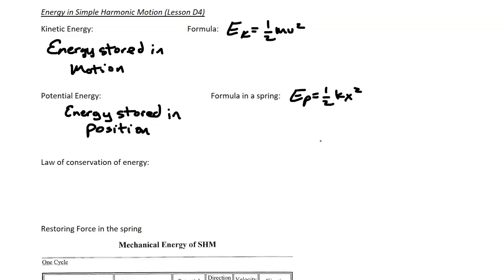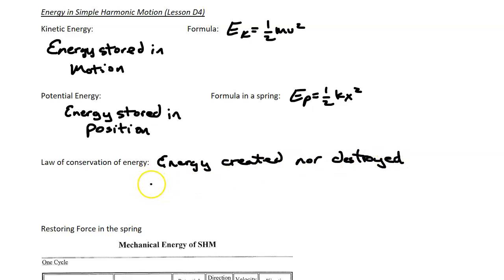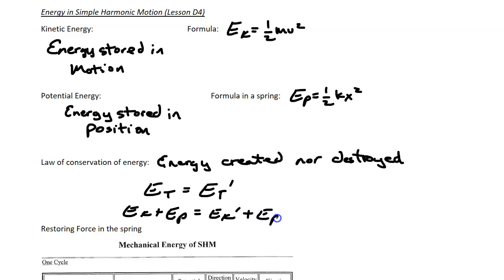Now, taking a look at the law of conservation of energy, this says that energy cannot be created nor destroyed, which means that the energy that we have before is equal to the energy that we have after. And for purposes of what we're doing, we're just going to be looking at the kinetic and potential energies.